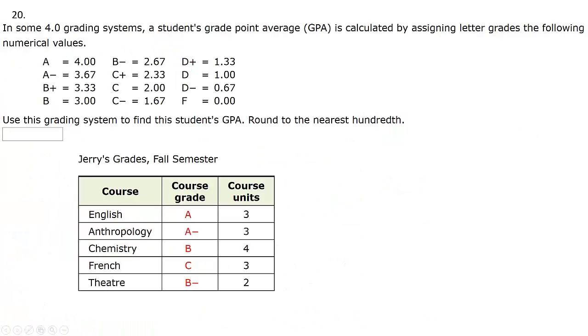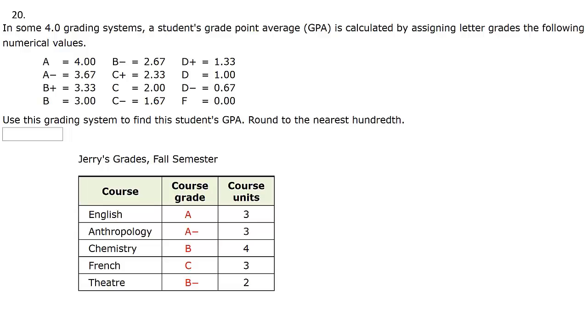Number 20. In some 4.0 grading systems, a student's grade point average, or GPA, is calculated by assigning letter grades to the following numerical values. I won't read them all, but for example, an A is a 4.00, a C minus is a 1.67, and a D minus is 0.67. Anyway, you can see those for yourself. The instruction is to use this grading system to find this student's GPA and round to the nearest hundredth.